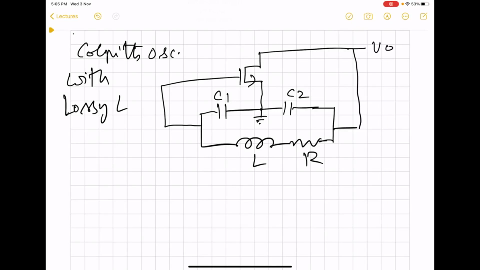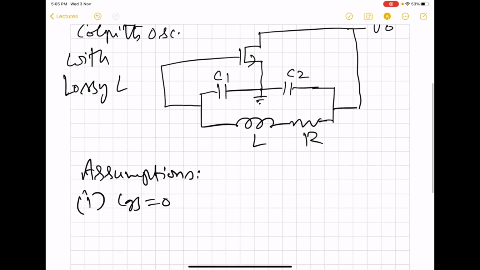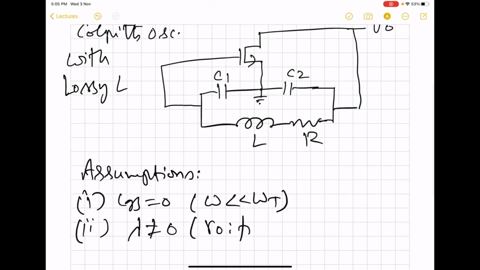And we will analyze this with two assumptions. CGS is equal to 0, which says that the operating frequency is much smaller compared with the threshold frequency. And second, we will include the channel length modulation. So we had already used these two assumptions for the last lecture's analysis.